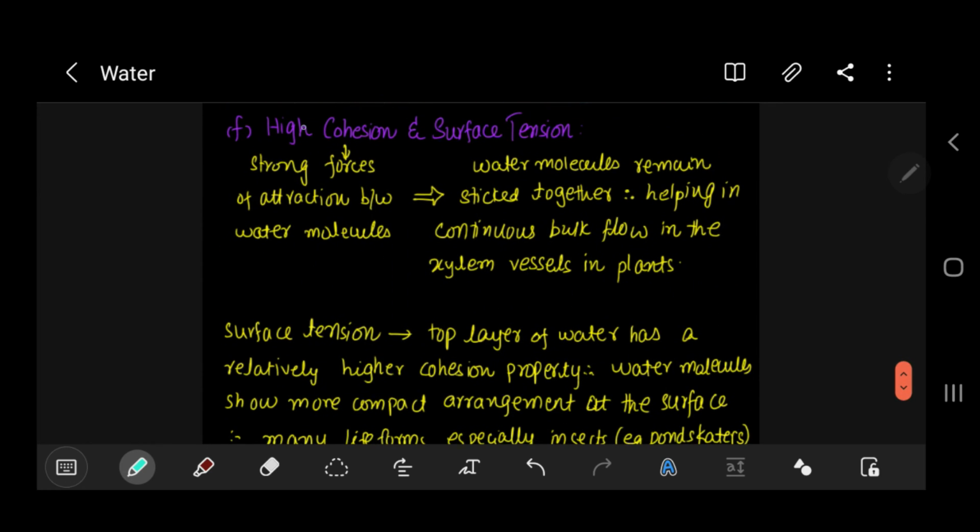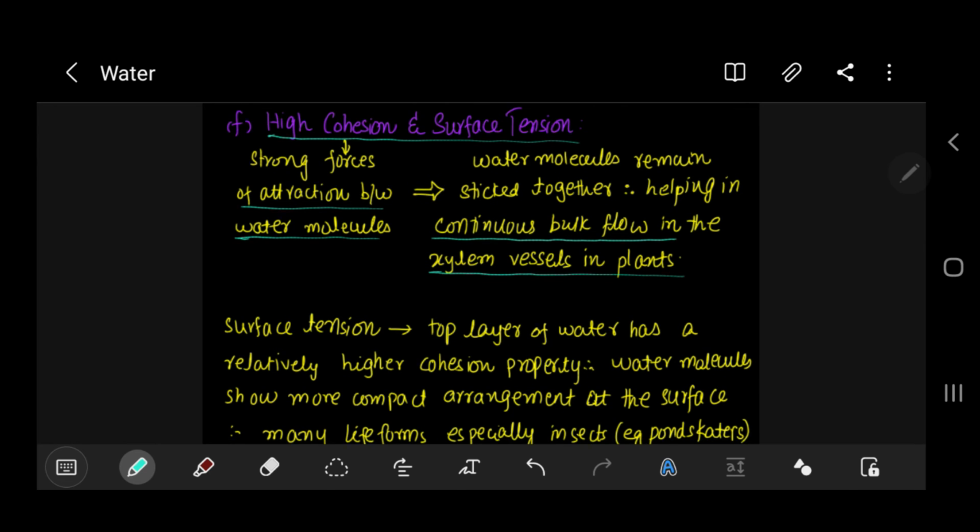We have high cohesion and surface tension. Now basically, what's cohesion? These are strong forces of attraction between water molecules. Water molecules stick together because they are attracted to each other, and this helps in continuous bulk flow, like they flow in bulk in the xylem vessels in plants.